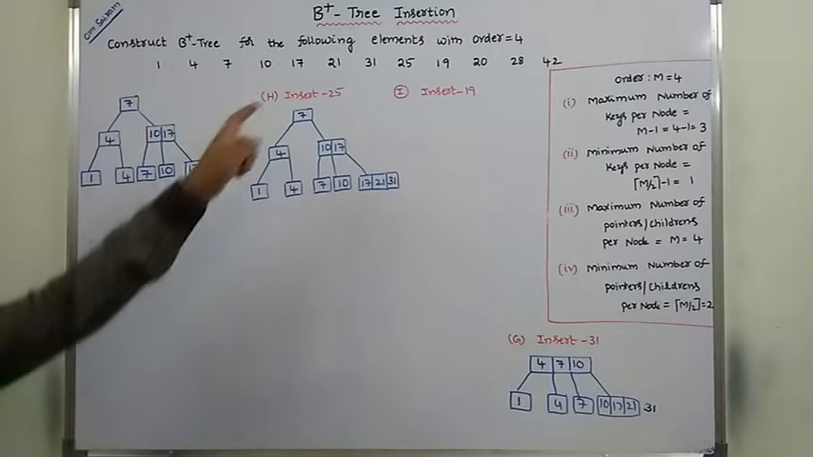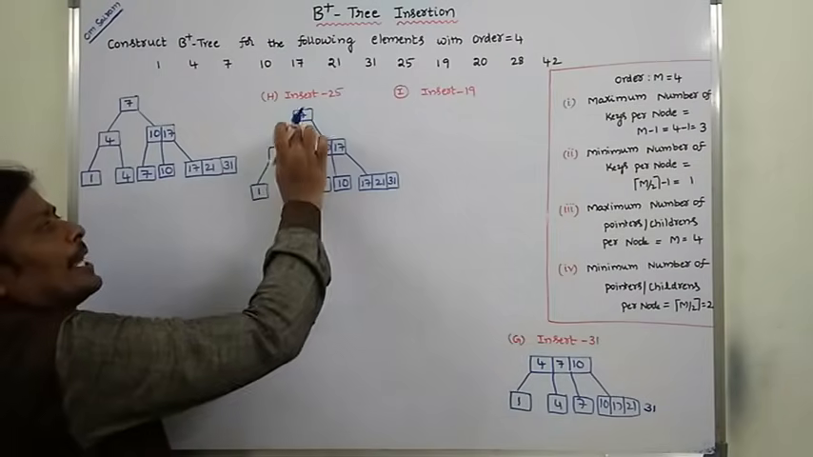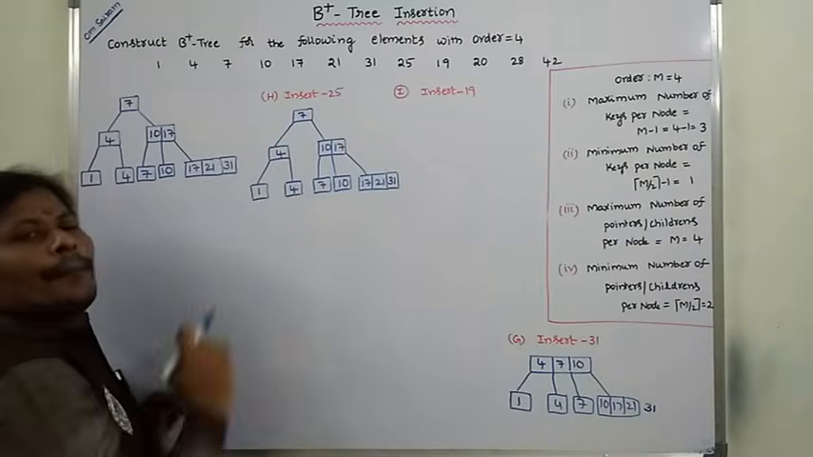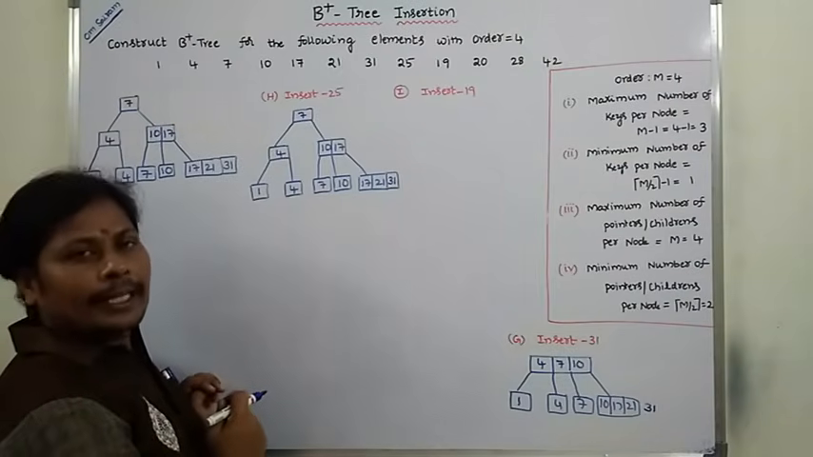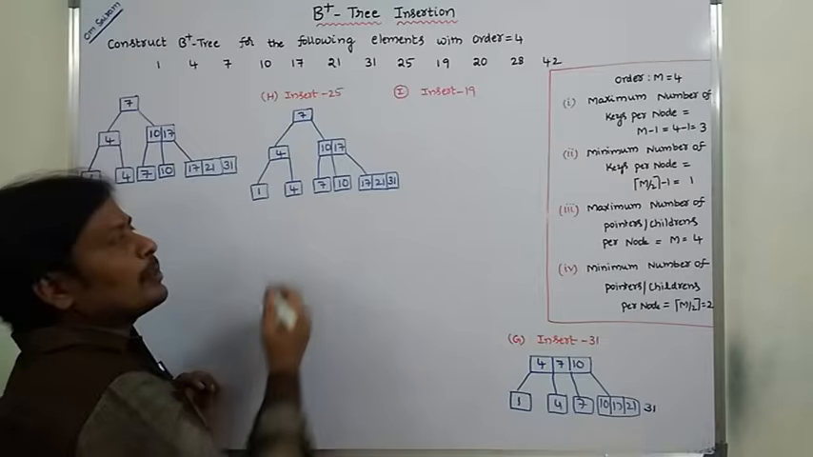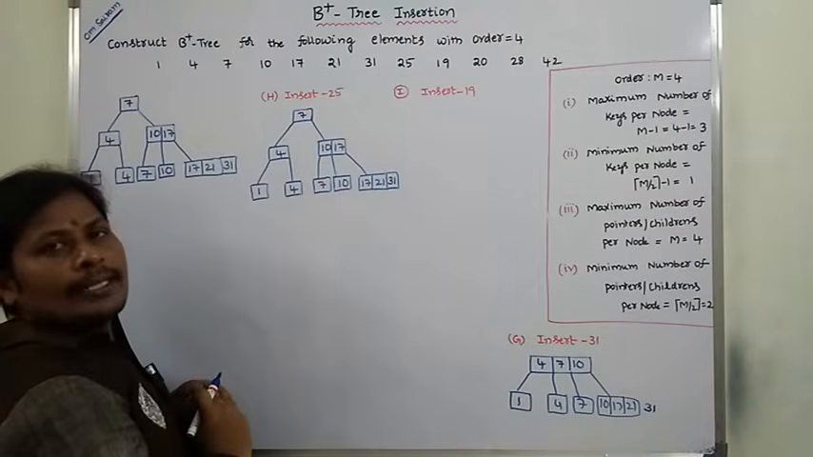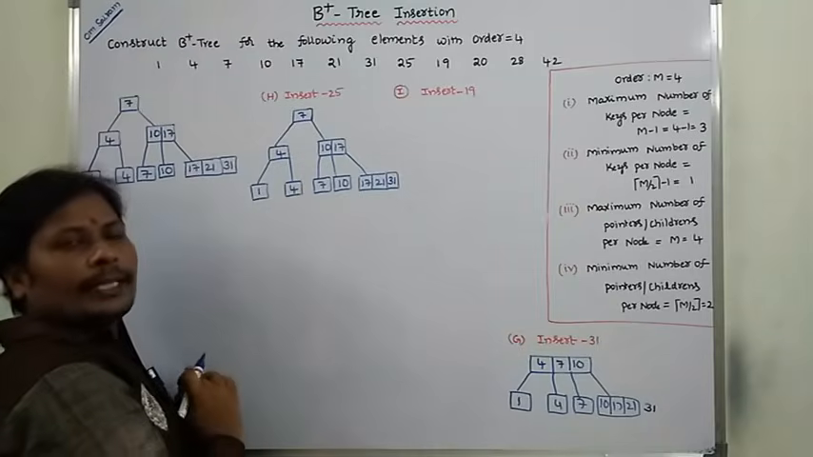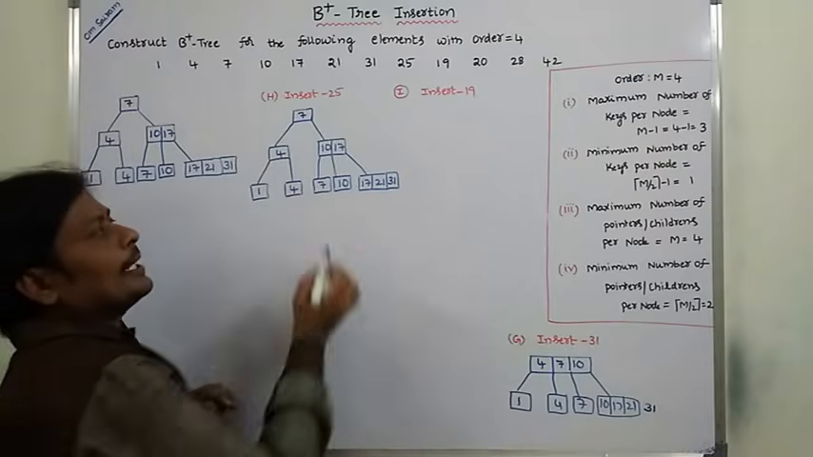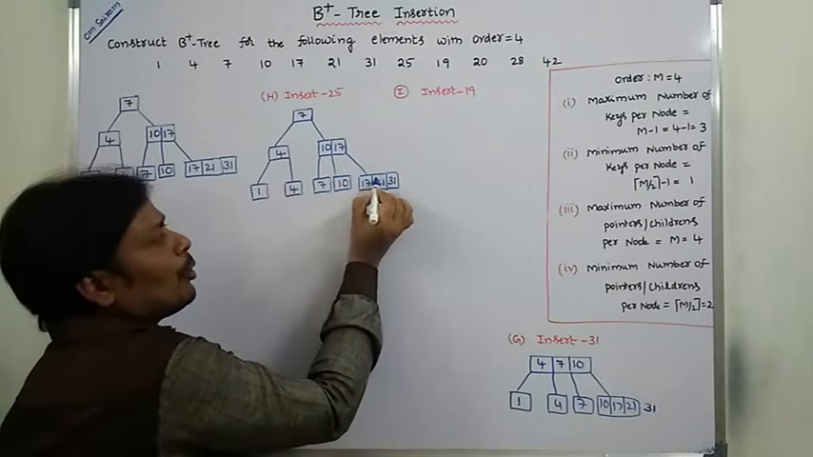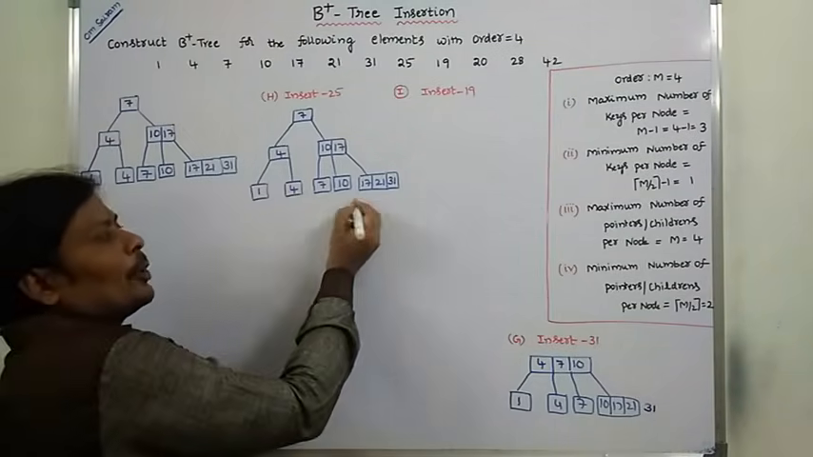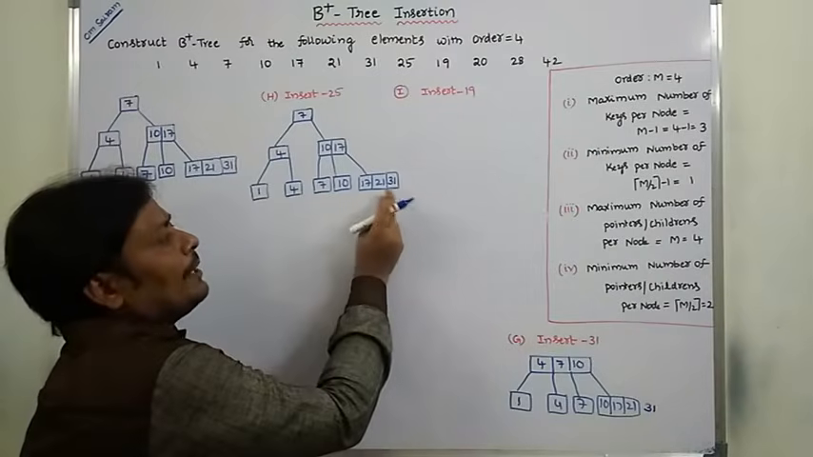Now inserting 25. 25 is compared with the root node, which contains the key element 7. 25 is greater than 7, so go to the right pointer. The right pointer points to a right subtree that contains the node 10 and 17. 25 is compared with 10, it is greater. 25 is compared with 17, it is also greater. So go to the right pointer, which points to the node that contains the key elements 17, 21, 31.